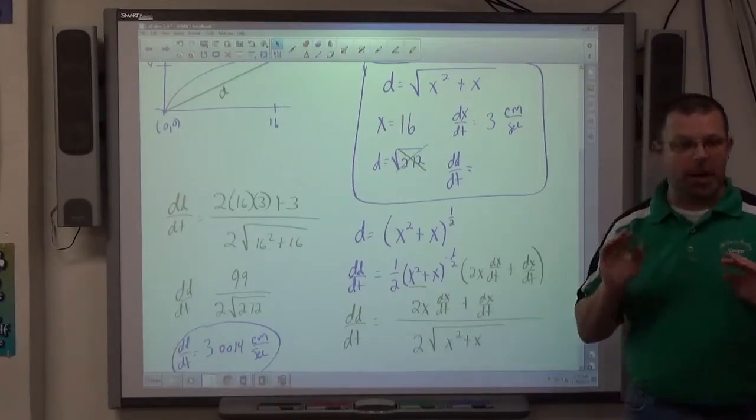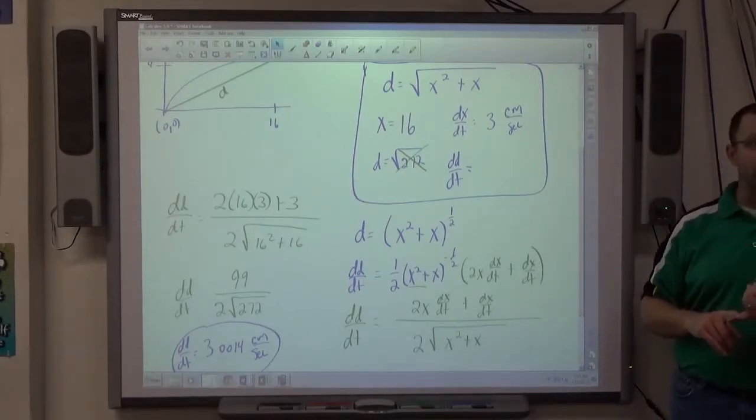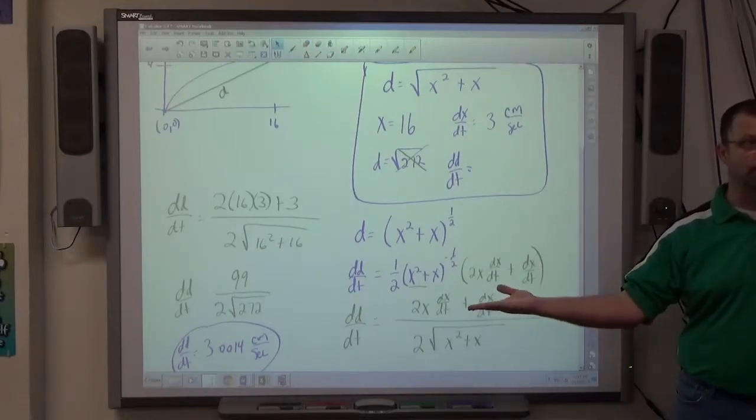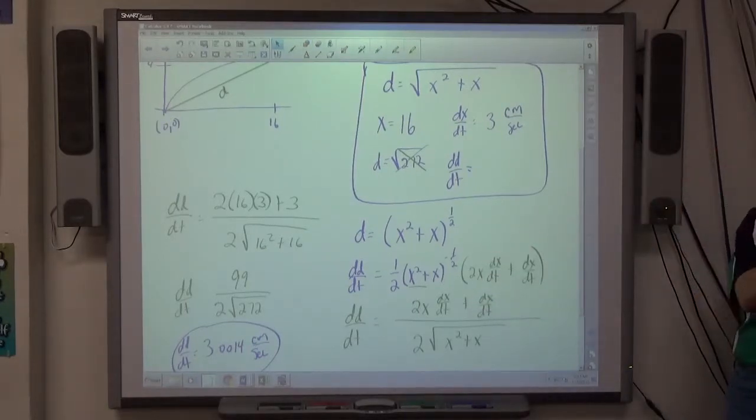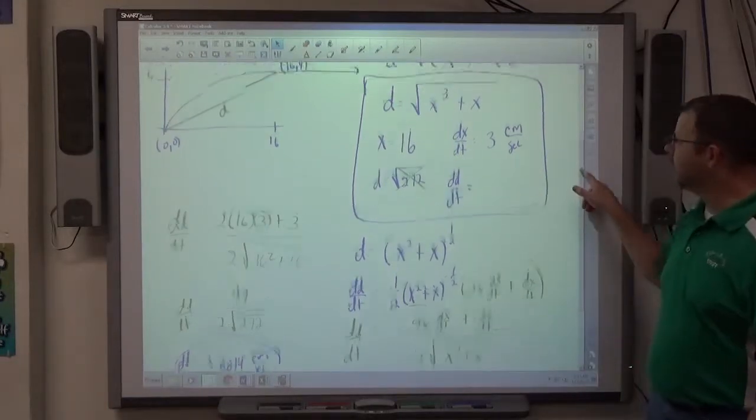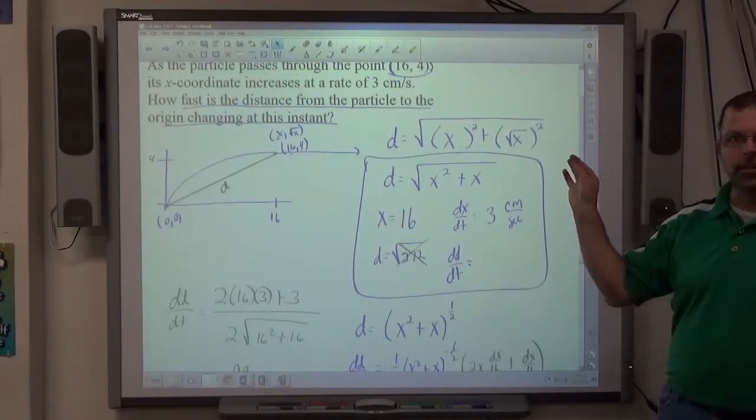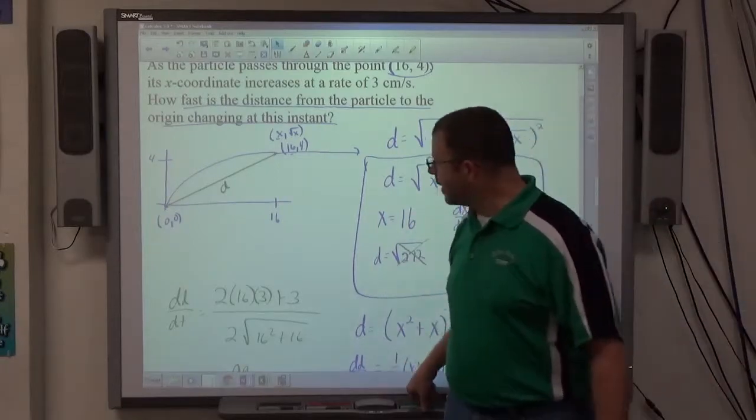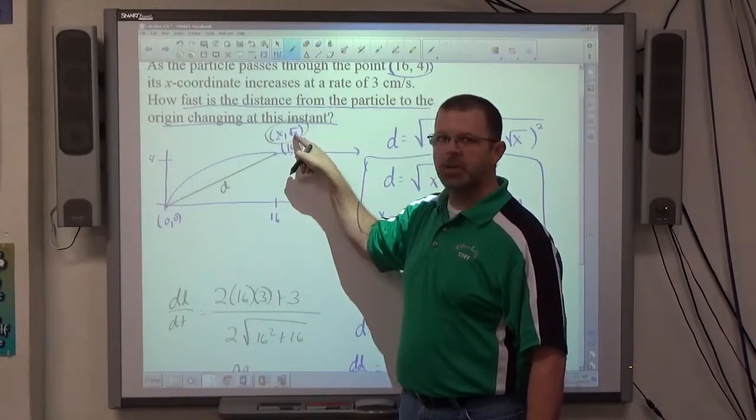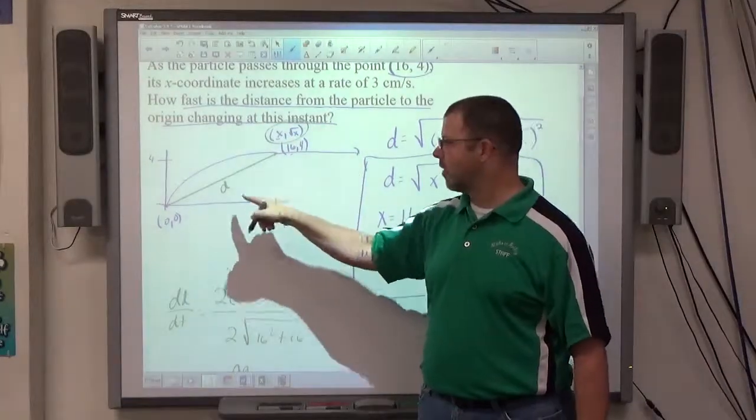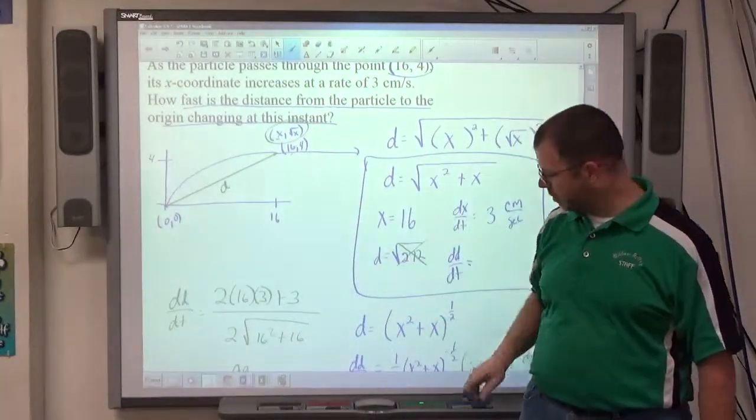So be careful that you pay attention to detail. If it says how fast is the y coordinate changing, that's just like the first example, first day of examples we got. If it says how fast is the distance changing from this point, we're going to rely on the distance formula to get us the distance between the points. You want to identify the point on the curve as x comma whatever the function is, getting everything in terms of x, the distance between the points, and that is what's important.